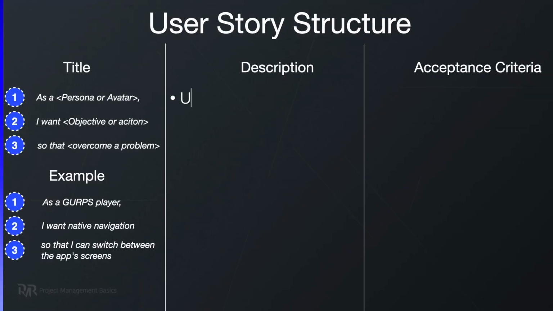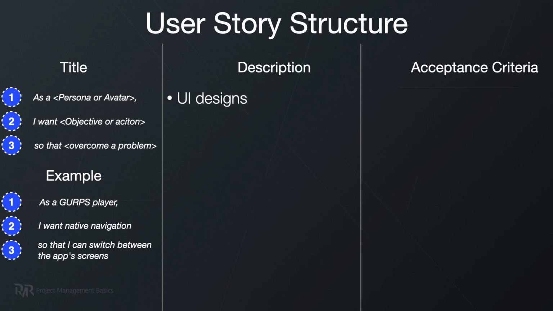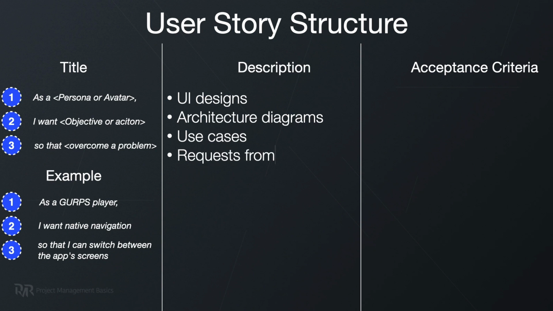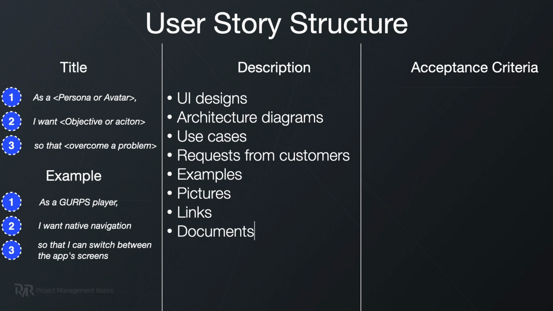In practice, you should consider putting the following into the description: UI designs when they are available, architecture diagrams, use cases, requests from customers, examples, any pictures, or any other information that will help implement the user story. You should treat the description of a user story as a collaboration space, so all team members can contribute here.